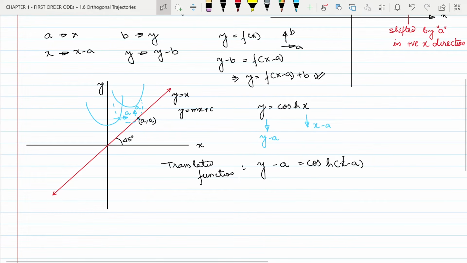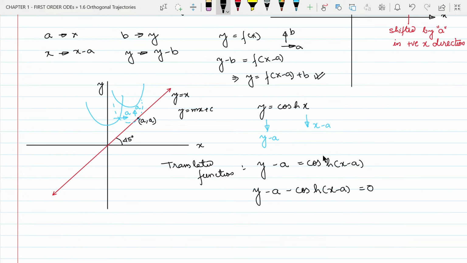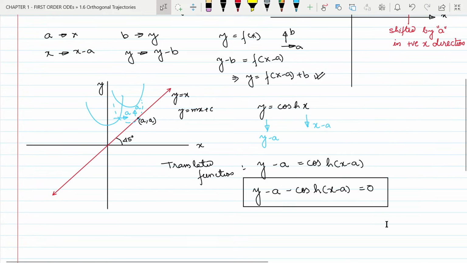Now we will manipulate the terms of the equation to express it in the form of g of x, y, c equal to 0. So that will be y minus a minus cosh of x minus a equal to 0, and this is the desired equation. So we have the equation of the catenary which is shifted by a amount in the x direction and a amount in the y direction, and by replacing various values of a we can get the family of catenaries in the direction of the straight line y equal to x.